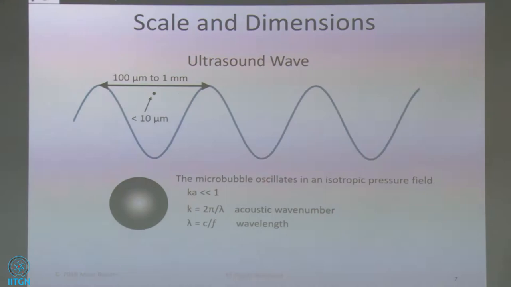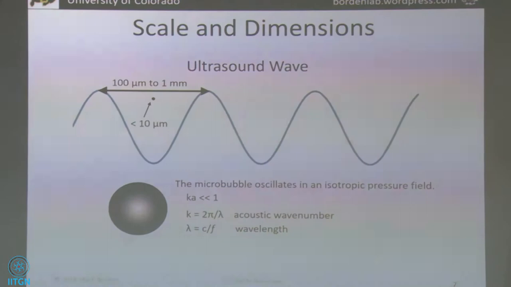And at the frequencies that are used for ultrasound imaging in the clinic, 1 to 10 megahertz, the wavelength of sound in tissue tends to be on the order of 100 microns to 1 millimeter. The microbubble, being less than 10 microns, is 1 to 2 orders of magnitude smaller than that wave. So it feels the isotropic pressure field that increases and decreases in pressure as a function of time and causes the microbubble to volumetrically oscillate.